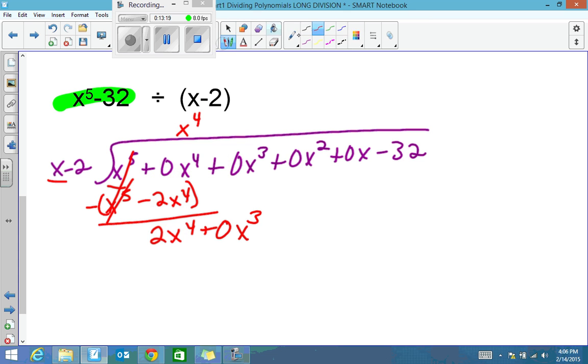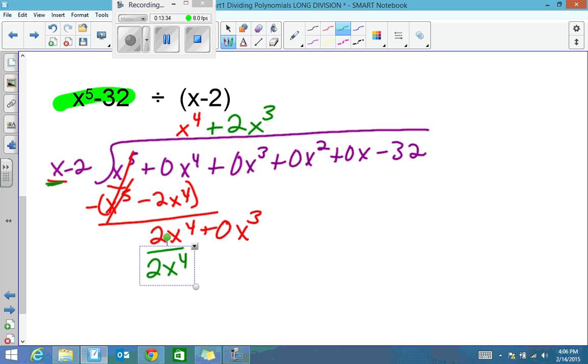And we ask the question, what do we multiply x by to get 2x to the 4th? And the answer would be 2x to the 3rd. So we write that above our x to the 3rd term. Distribute. 2x to the 3rd times x gives us 2x to the 4th. 2x to the 3rd times a negative 2 gives us negative 4x to the 3rd. We subtract.